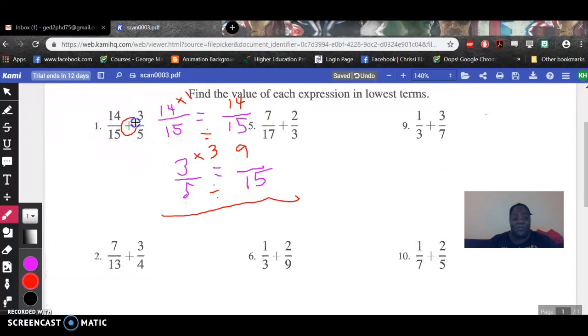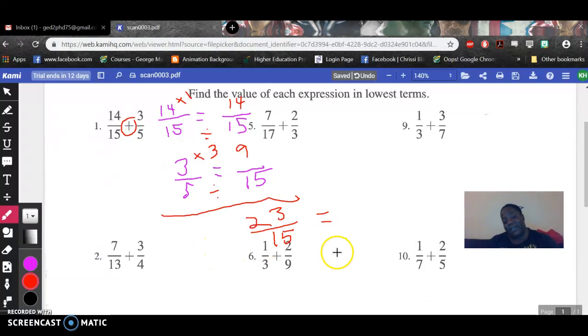Remember, this was an addition problem, so all we have to do is add the numerators. So 14 plus 9, right? 9, 10, 11, 12, 13, 14. 14 plus 9, 14, 15, 16, 17, 18, 19, 20, 21, 22, 23. So I have a 23, I think, over 15. And we can't keep it this way. What's wrong with this fraction? You're absolutely correct. If you had said it's top heavy, it's improper, so we need to change it. So we're going to change it by doing our division.